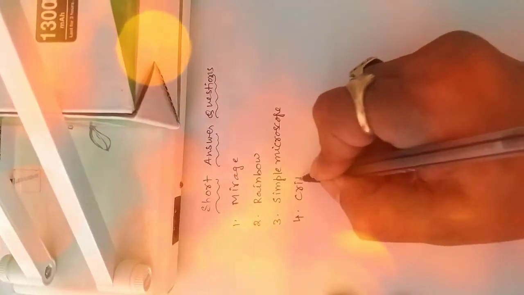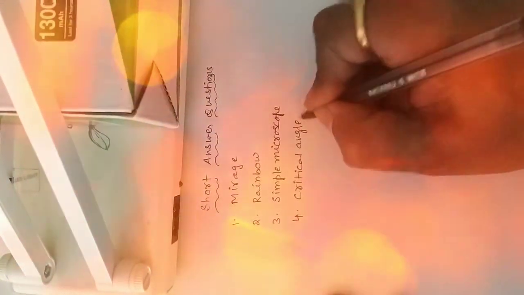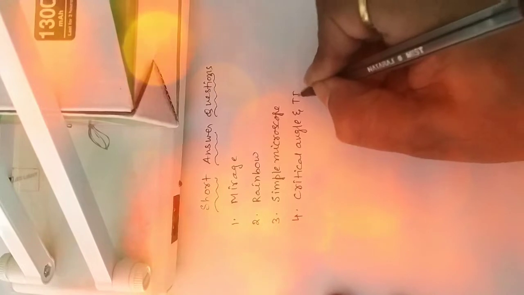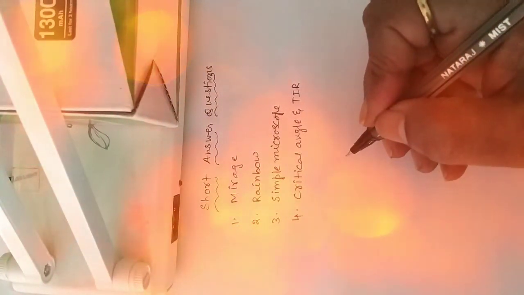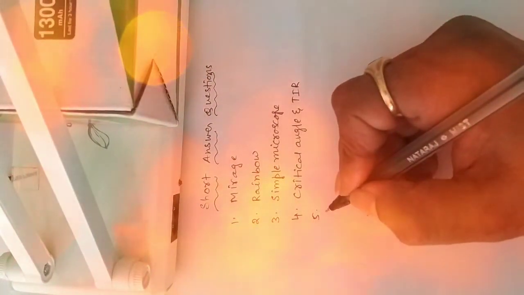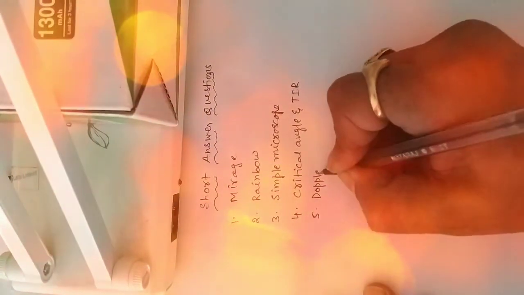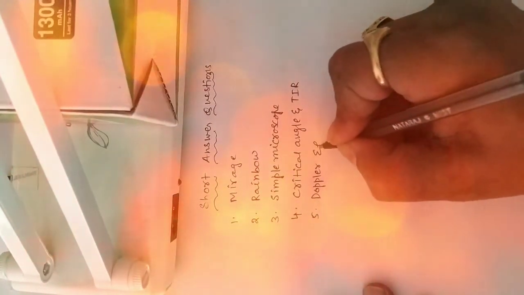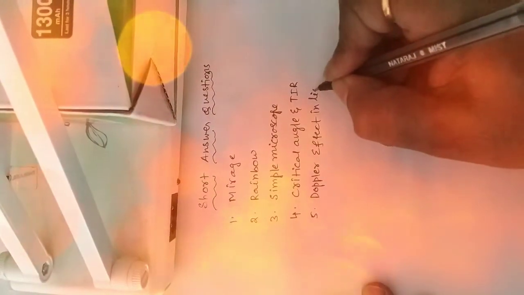And fourth question, define critical angle and explain total internal reflection, TIR, using neat diagrams. Next, fifth question, explain Doppler effect in light. So this is in light, you have to explain. This is the fifth question.